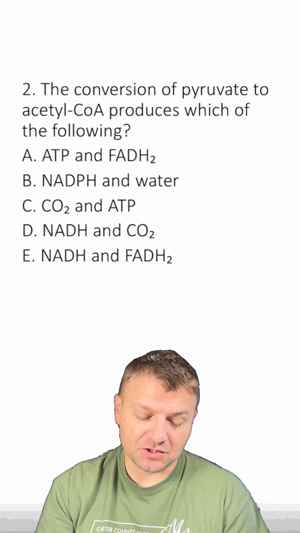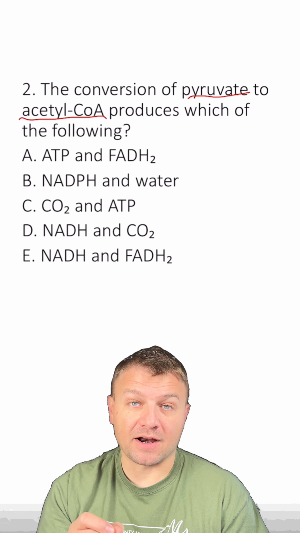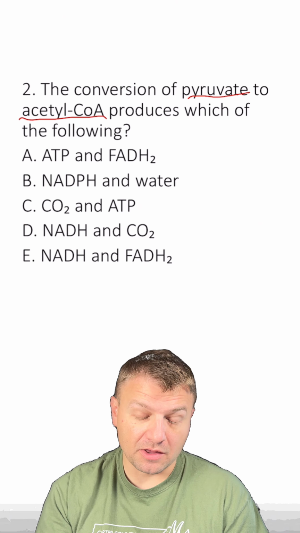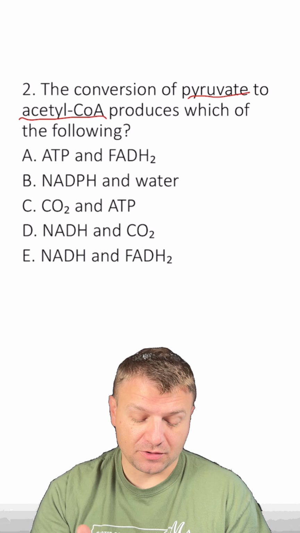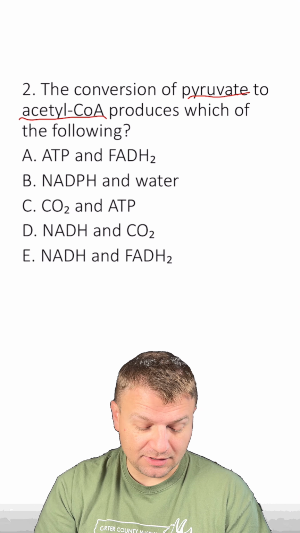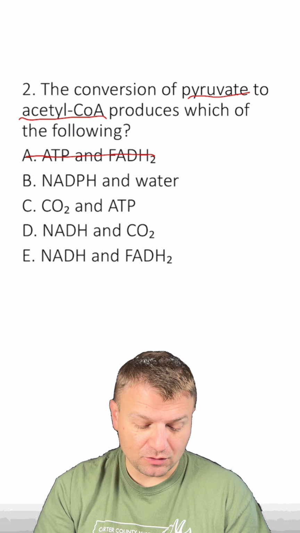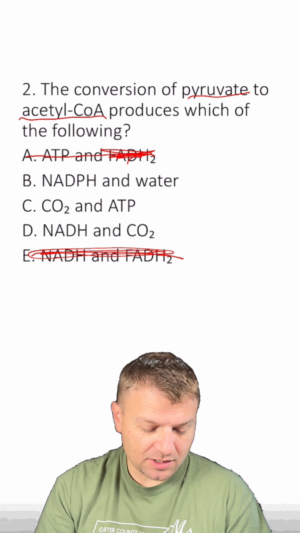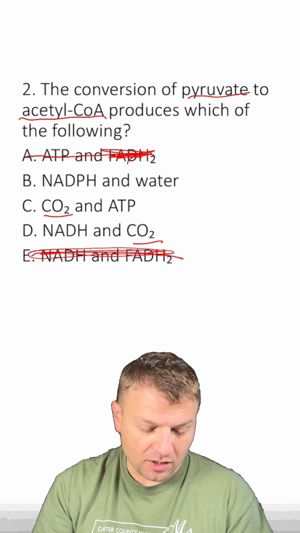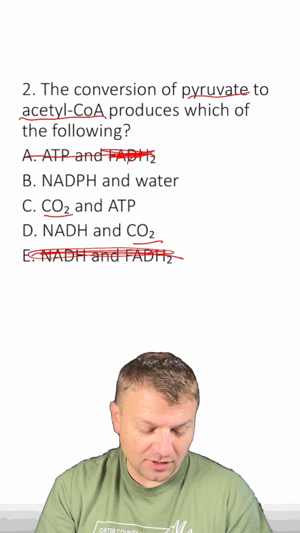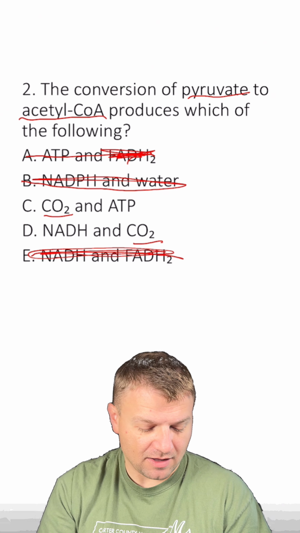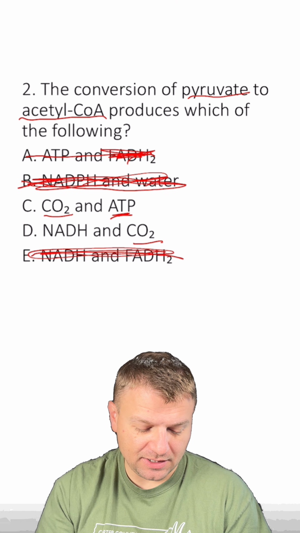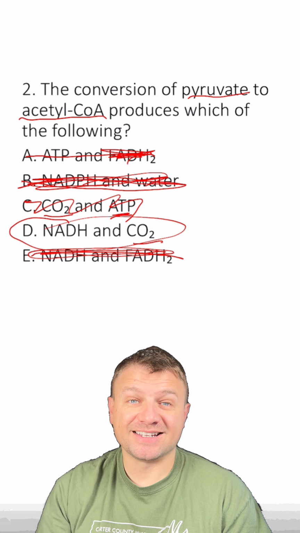Number two, the conversion of pyruvate to acetyl-CoA that occurs during the prep step, or pyruvate decarboxylation, produces which of the following? We have two molecules that it's going to produce. We aren't going to produce ATP and FADH2. FADH2 is only produced during the Krebs cycle, so we can mark this one off too. We are going to see CO2. We are going to see NADH, but it's not NADPH, so that's in photosynthesis, so that's wrong. We aren't actually going to produce any ATP at this step, so the right answer here is D.